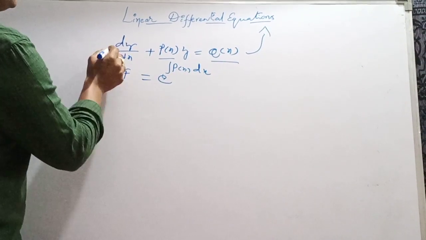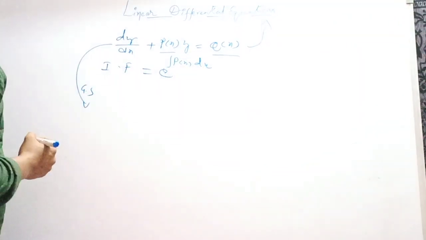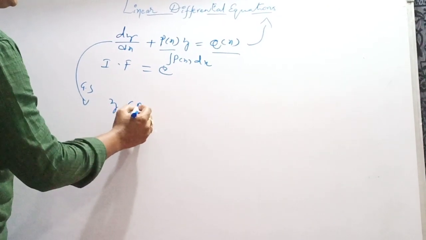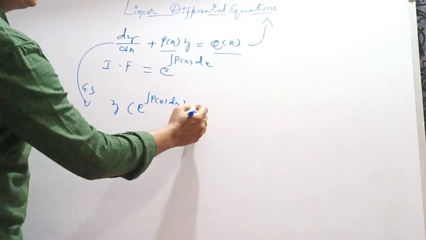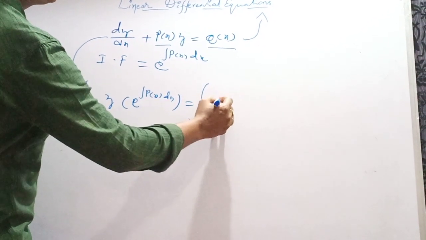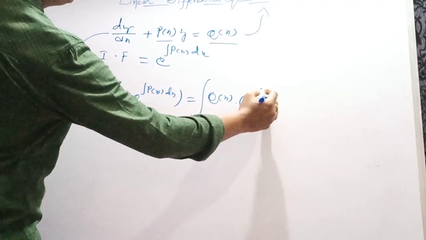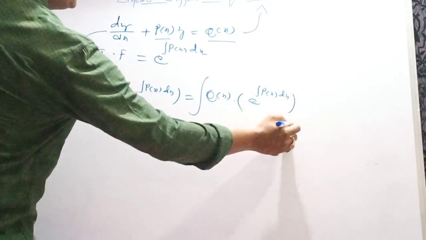Then the general solution for this linear differential equation is y times the integrating factor, that is e^(∫P(x)dx), equal to the integral of Q(x) times the integrating factor e^(∫P(x)dx).